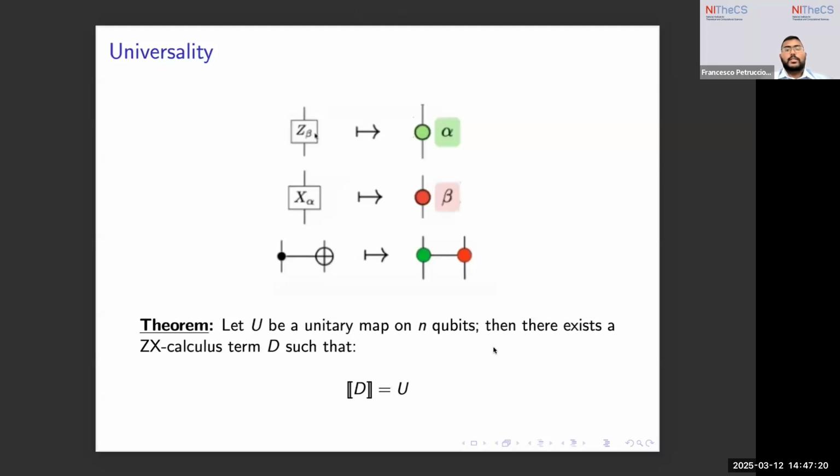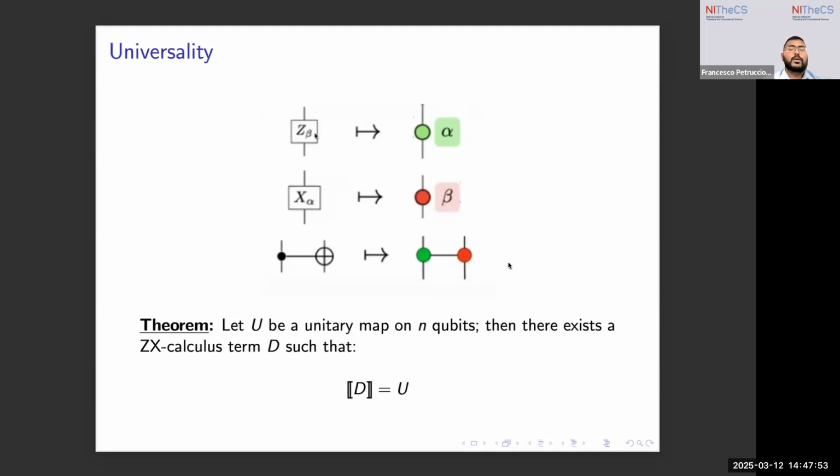Based on these rules for ZX calculus, we can show that it's universal, because any rotation about the Z axis can be given with this green spider with phase A. Rotation about the X axis is a red spider with phase B, and the controlled NOT gate is what's shown here. It's a green spider and red spider with no phase and simply a line connecting them.